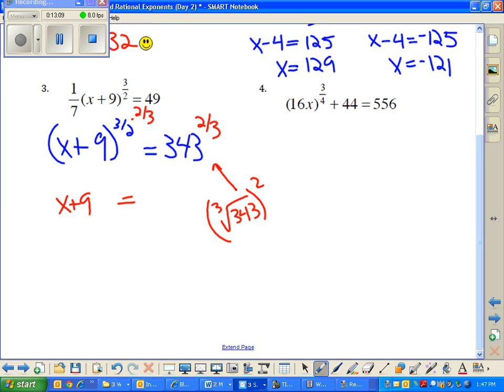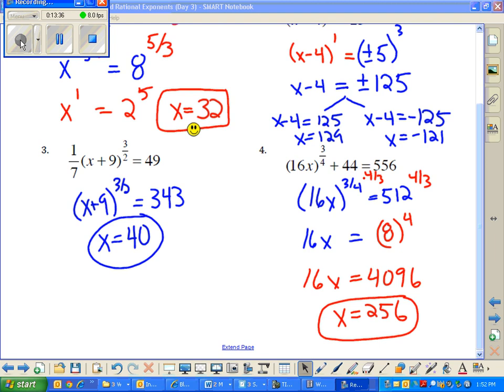So you cube root 343, is that 7? I think. 7 squared, 49. Subtract 9 from both sides, you get 40. You could check it in your calculator. Why don't you go ahead and practice your checking? And if you're good, you can go ahead on to number 4.